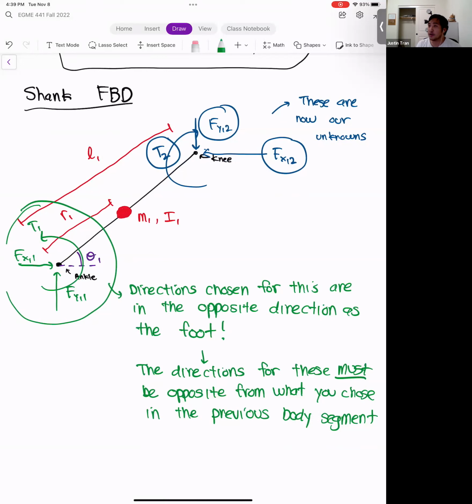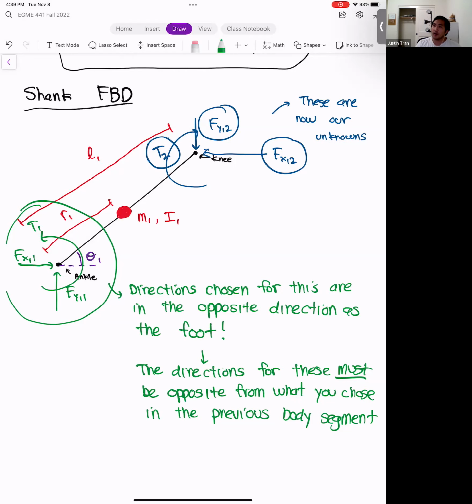Because they're acting on different body segments, whatever force is being applied on one, the opposite direction has to be applied on the other. It makes sense when you think about what's supplying these forces at the joints. The force we're applying here at the ankle joint is being applied onto the shank, and the only place that could come from is the foot, because the foot is the only other thing there.